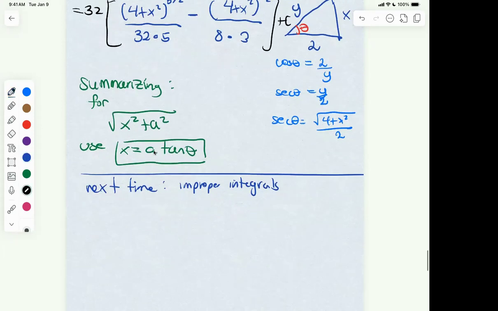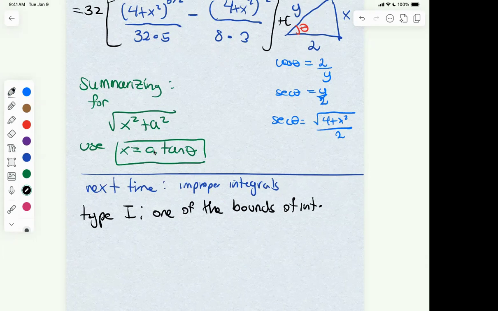They will be of two types. Type 1 is where one of the bounds of integration is infinity. Something like this, for example. And I'll tell you next time what that means.